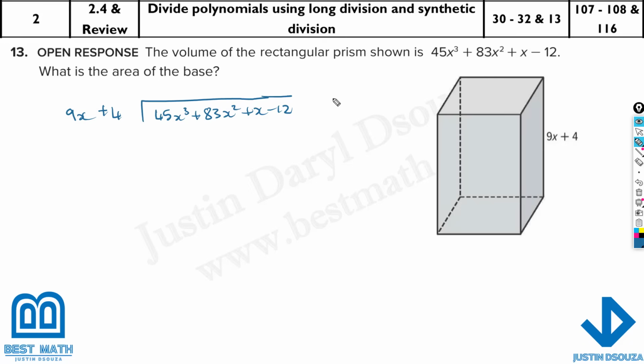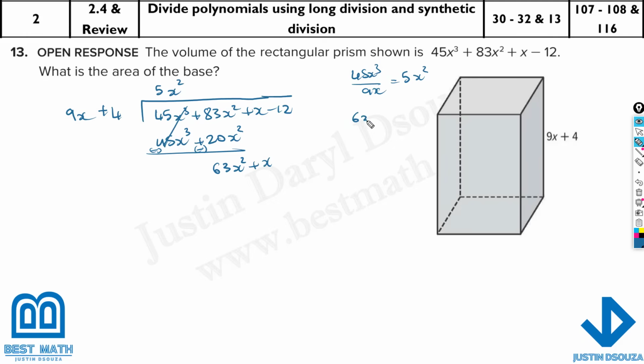Now, first one, how do we do it? It'll be 45x^3 divided by 9x, that is 9 times 5 and x^3 by x is x^2. So we just write 5x^2. So 9 times 5 is 45x times x squared is x^3. Now, same thing with 4 and 5, it'll be 20x squared. Now we simplify this, change the sign. First term always deletes. What about this? It'll be 63x squared. Bring the next term down, plus x.